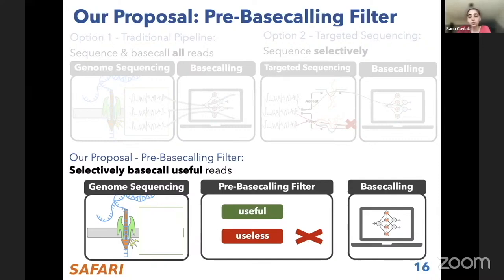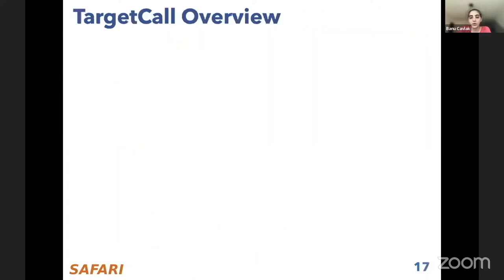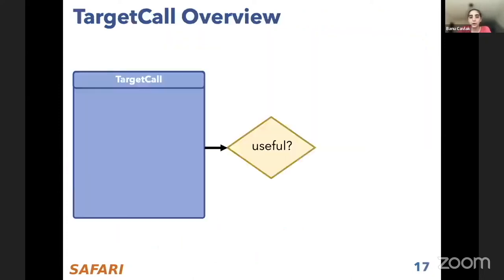And this filter needs to identify whether the read is going to be useful or useless with high accuracy. In TargetCall, anything that is identified as useless is discarded from further analysis in the pipeline, and useful reads are forwarded to the base calling step to maintain the base calling accuracy for the useful reads. So, in a high-level overview, TargetCall works in two steps, with a goal of predicting if the read is going to be useful.